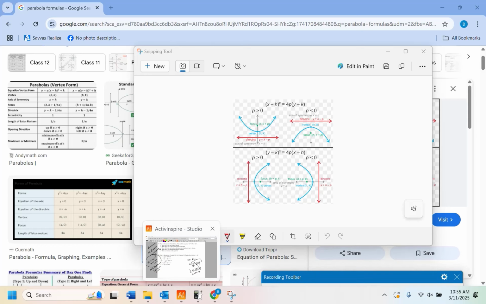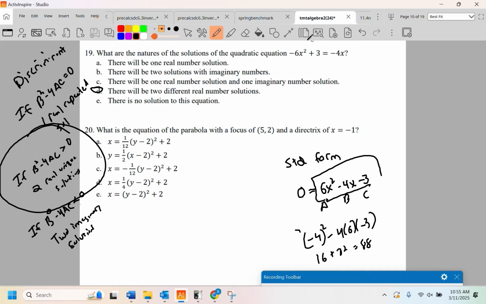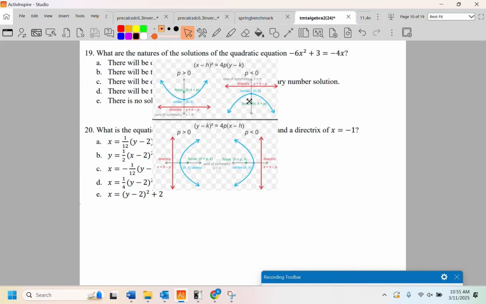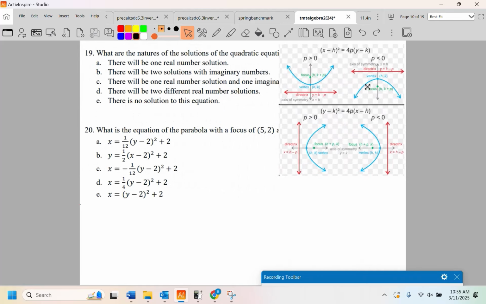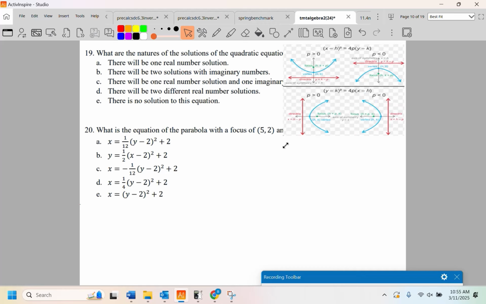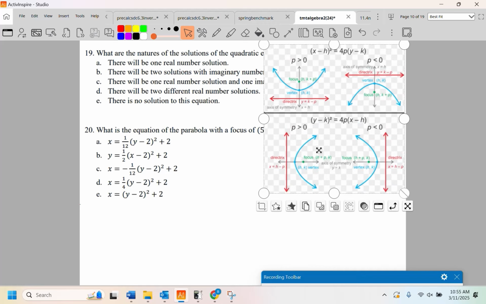I had to pause real quick to go get an image. And this is what we're working with. Like I said, we haven't taught these things in years. So the person who's doing this has no idea what we teach in Tennessee.